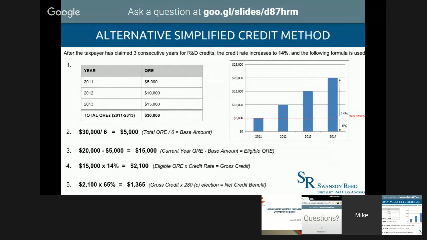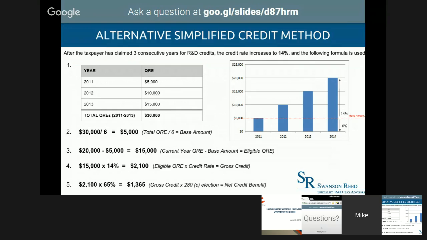The IRS has us take an average of that $30,000, looking now on line 2, dividing by 3 years, and then taking half of that, divided by 2. 3 times 2 is 6, so you can just divide by 6, and you get what's called a base amount of $5,000. Again, I'm looking on line 2. You take that base amount and subtract it from your current year QRE, and in this case on line 3, we're assuming a current year QRE of $20,000. We reduce that by the $5,000 base amount and get a $15,000 eligible QRE for the current year.